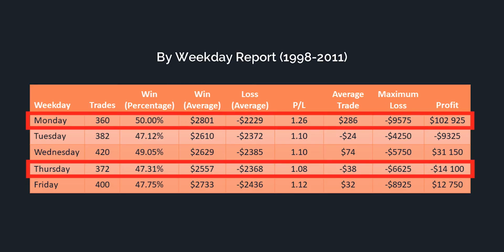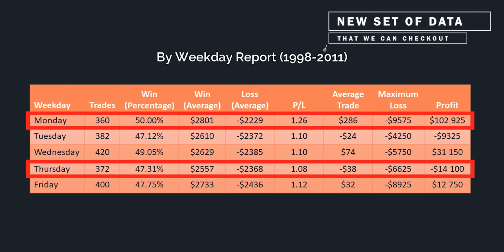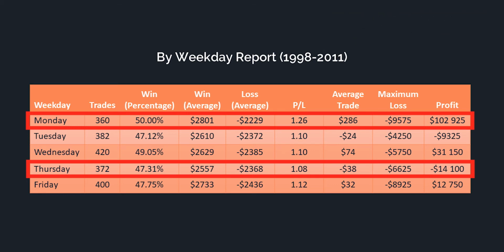With our second set of data, in the same book, we can see that the pattern is still there, even after all these years. Again, if we had traded this strategy for the period 1998 to 2011, every Monday, we would have gained over $100,000. Pretty cool, right? Again, the worst day of trading the S&P 500 is Thursday, where if you had traded for the same period, you would have lost over $14,000.